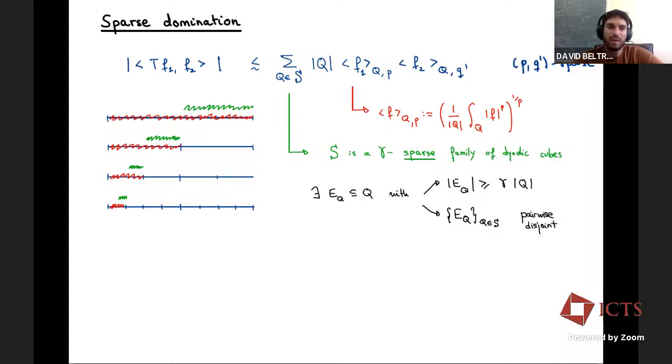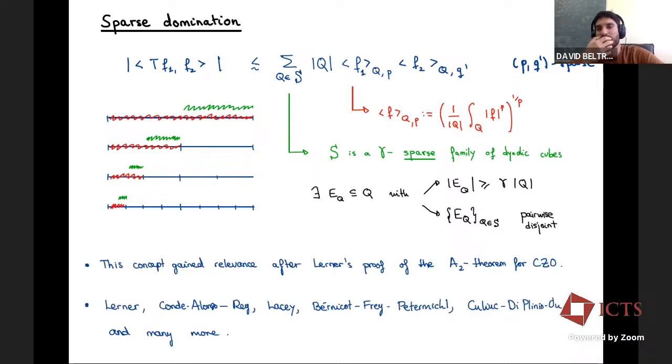So, for example, you can think the following family of red cubes is sparse, because we take a cube and then we go to the dyadic children and we take the left, or in intervals, right? We take the left interval and then the left interval, the left interval. So whenever we do that, for instance, the green region here is not overlapping with the next generation. And if I keep taking the right-hand side, it's not overlapping with the next generation, and so on. This would be an example of a one-half sparse family.